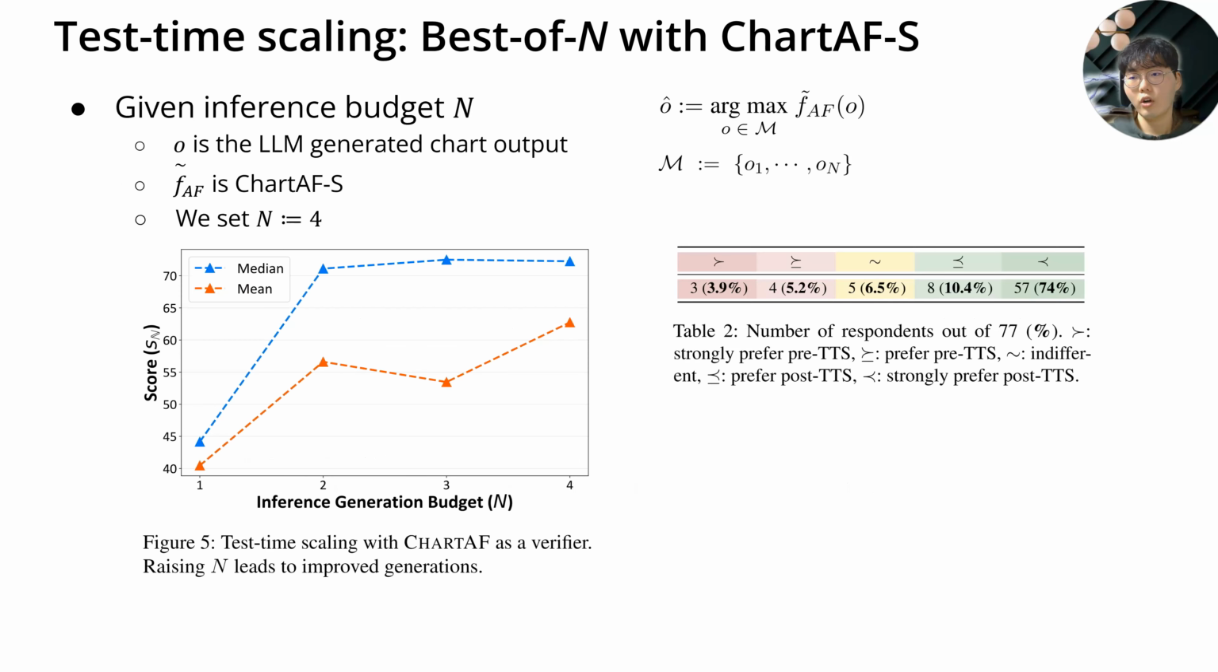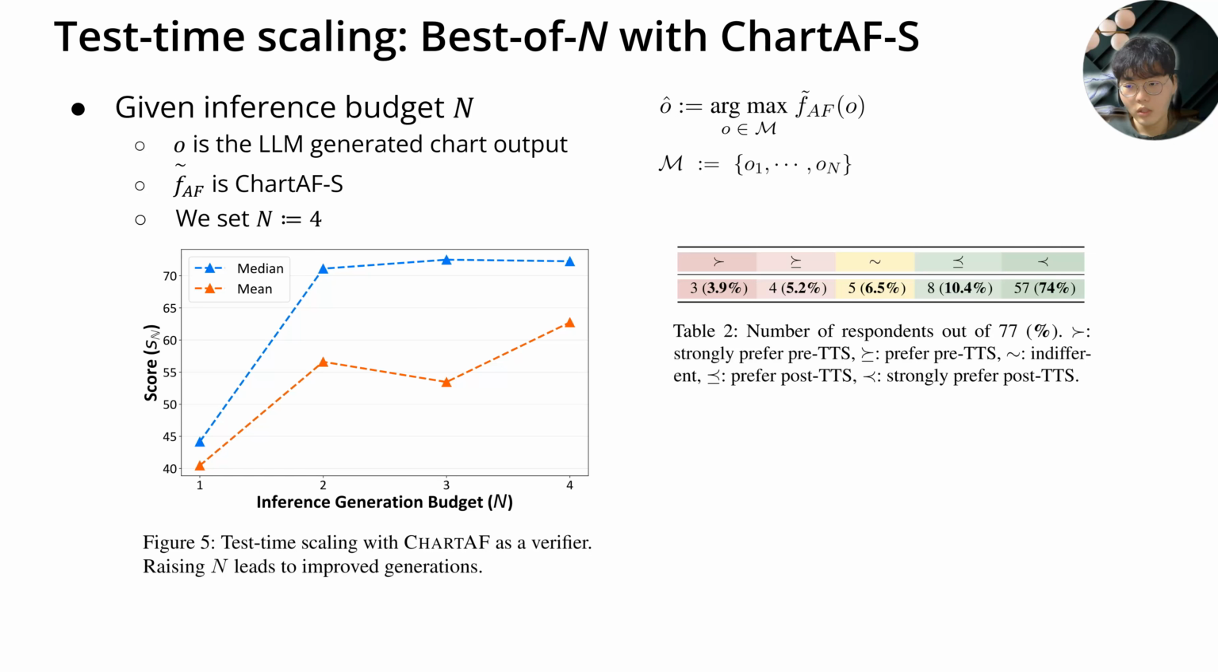We examine whether Chart AF scalar scores are useful through best-of-N test time scaling. We generate N outputs, score them with Chart AF, then select the highest scored one as the final output. As shown in the figure on the left, increasing the inference generation budget consistently leads to higher average and median final output scores. But does this score improvement actually translate to better charts?